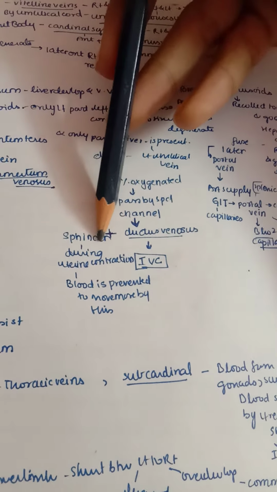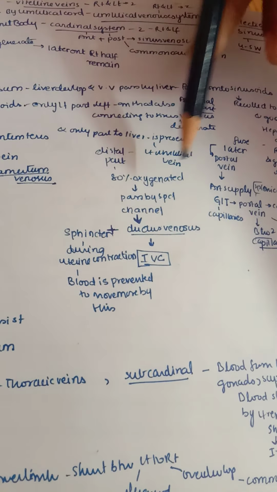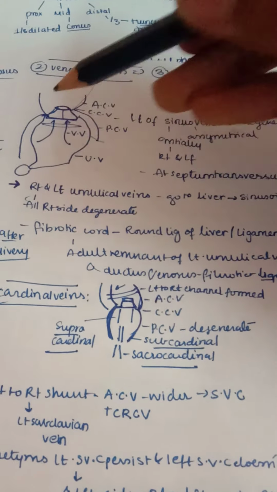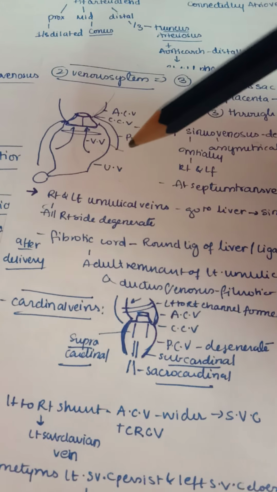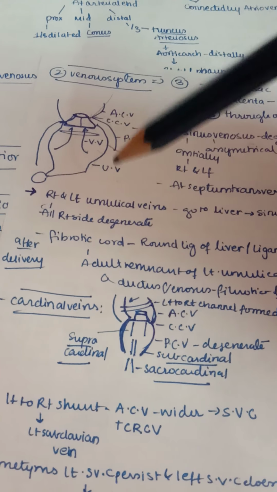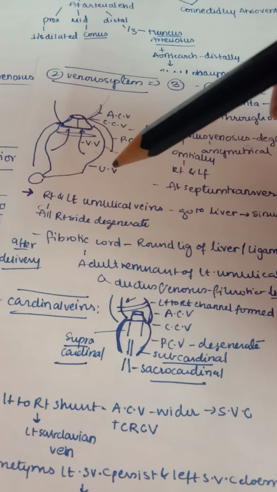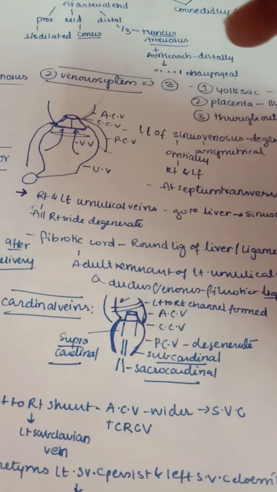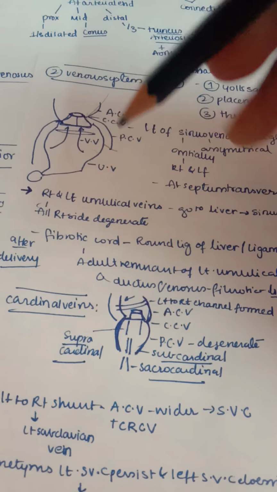So there is also a sphincter associated with it during uterine contraction, and the blood is prevented from moving by this. So we are interested to know that the vitelline vein forms our inferior vena cava, and the right and left umbilical veins also pass by the liver and form the sinusoids. Not the right part, the left part gets degenerated, but the left umbilical vein persists, and this passes to the inferior vena cava by the help of the ductus venosus.